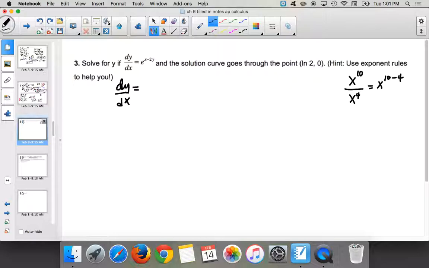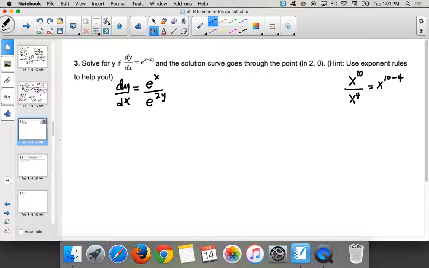All right, so I get e to the x over e to the 2y. Do you guys see how that's equivalent to the thing above it? It's hard. I don't think they ask ones like that on the AP test, but you never know.